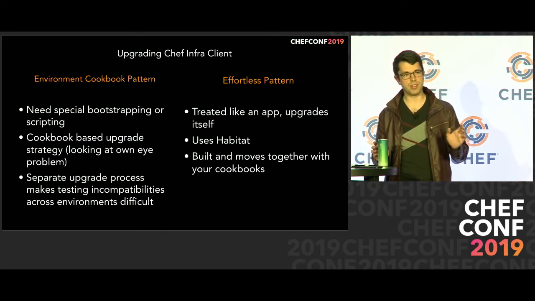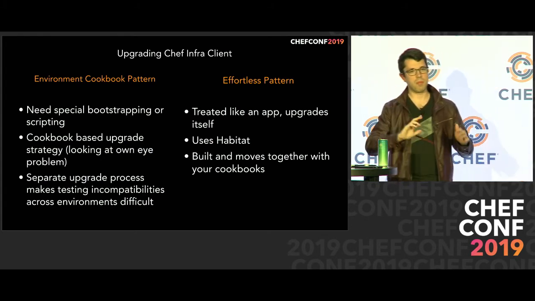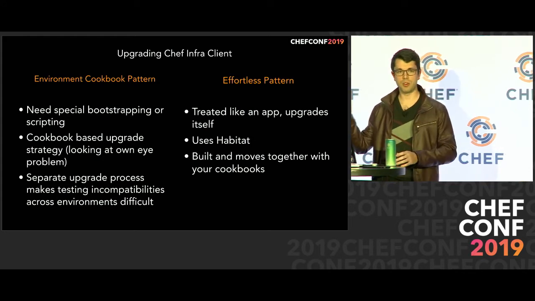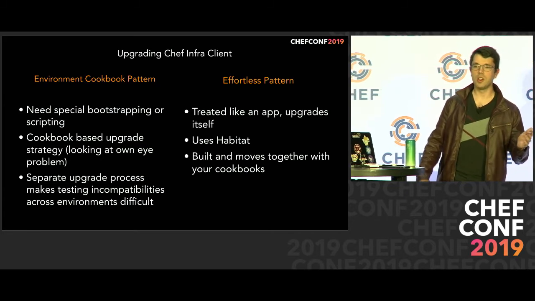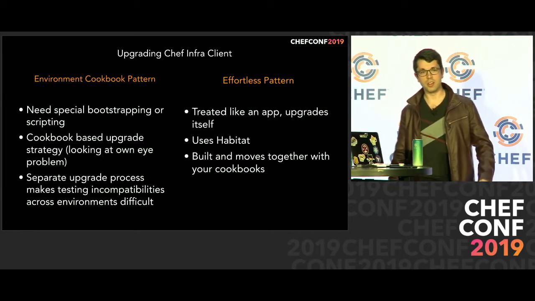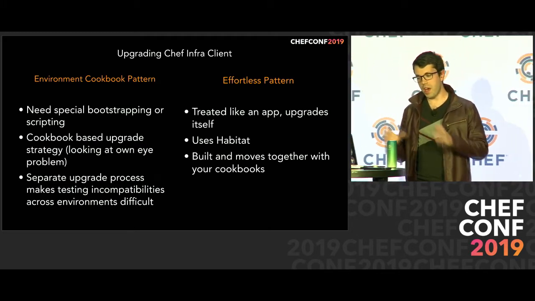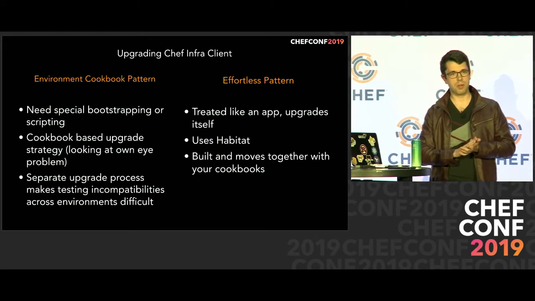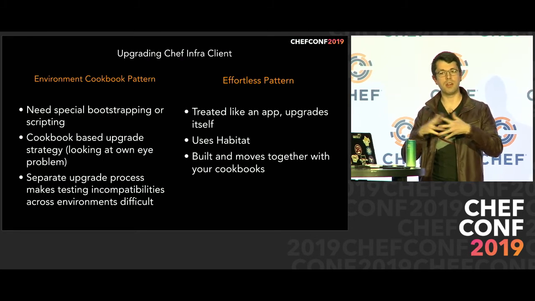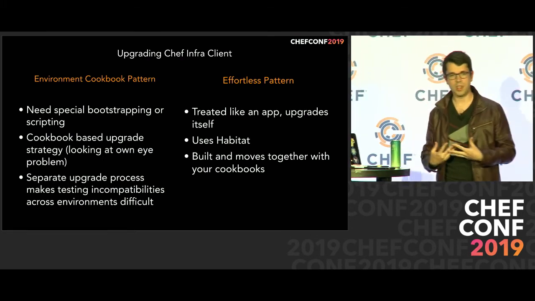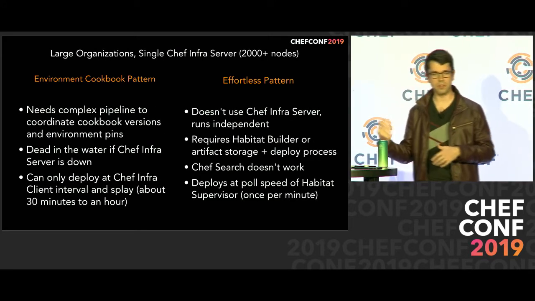And because the upgrade process is separated from your cookbooks themselves, you might end up with incompatibilities between Chef Client and your cookbooks across different environments. So yeah, you upgraded all the Chef clients over here, but oops, you forgot this one node, or this one node failed, but all the other 500 were successful. With the Effortless pattern, we treat it just like an app. So the Chef client and the cookbooks are bundled together, and the Chef client upgrades itself. It's able to do that because it uses Habitat. And yeah, it's built and moved together.